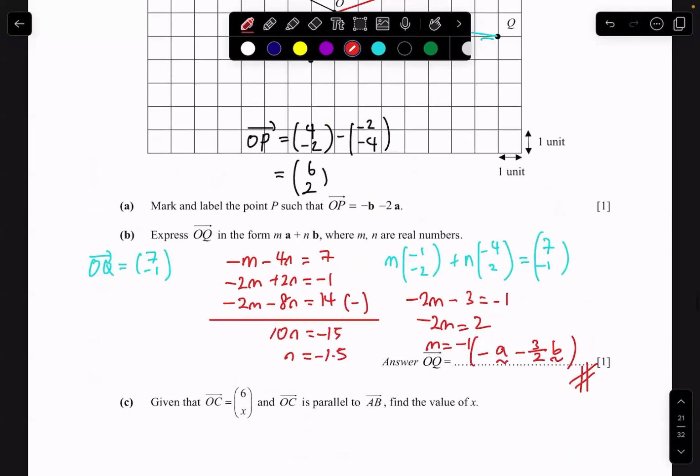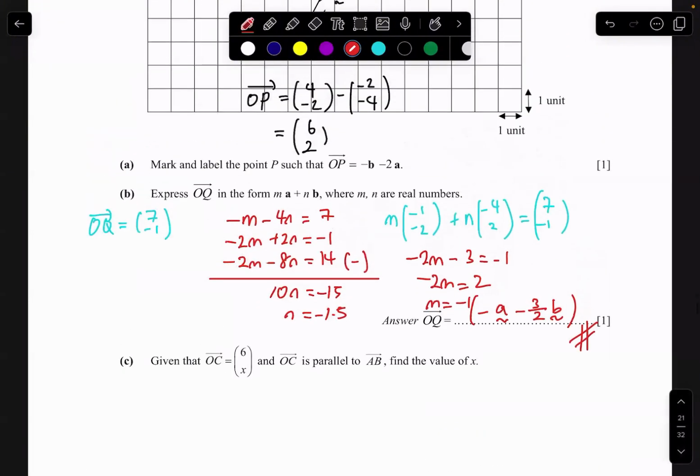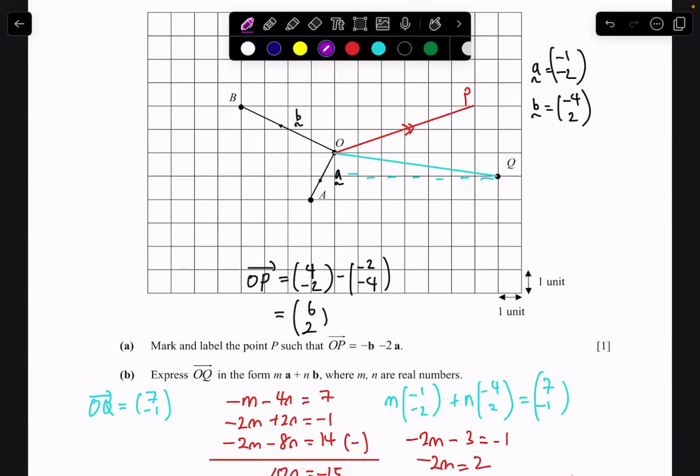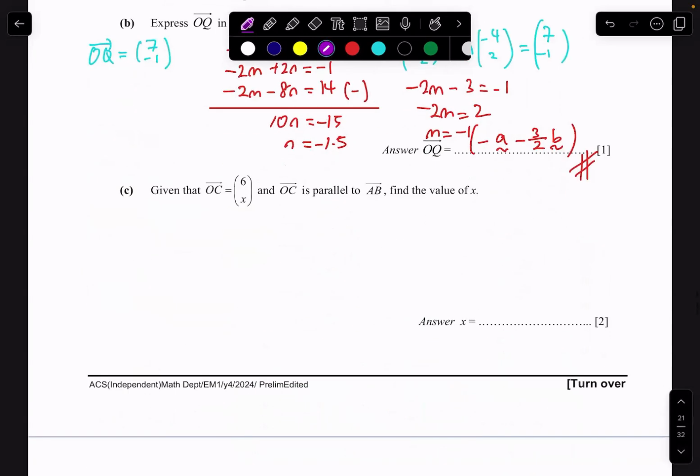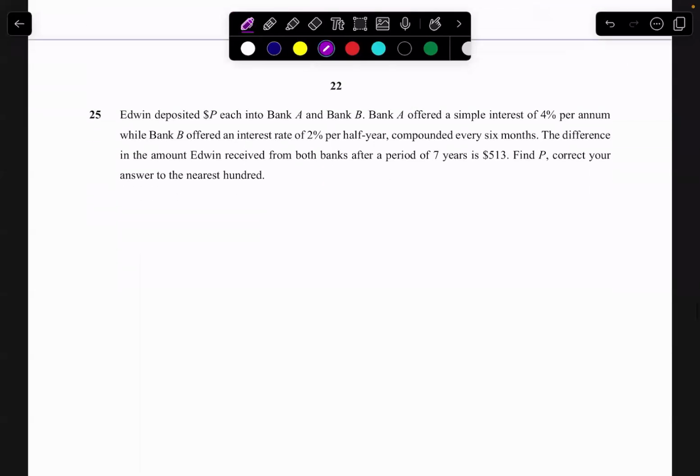Given that OC equals 6x and OC is parallel to AB, find the value of x. What's AB? A to B is negative 3 and 4. So AB is negative 3, 4. OC is parallel to AB, so 6x equals K times negative 3 and 4. So negative 3K equals 6, K equals negative 2, so x equals negative 2.